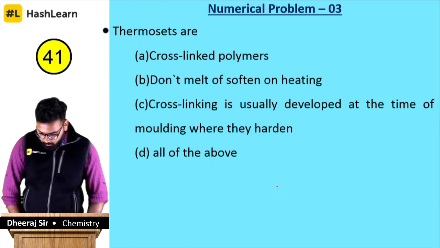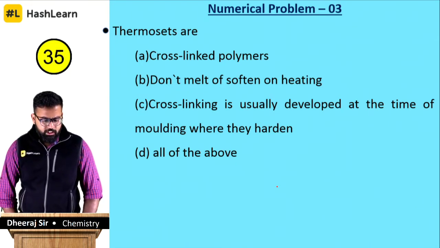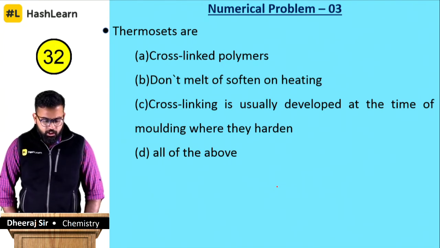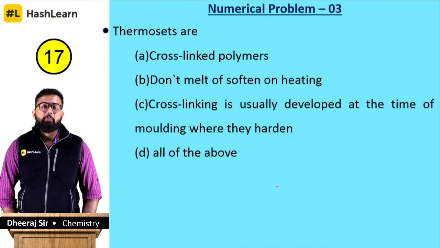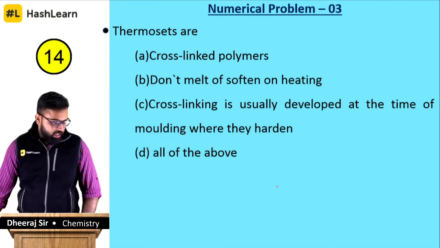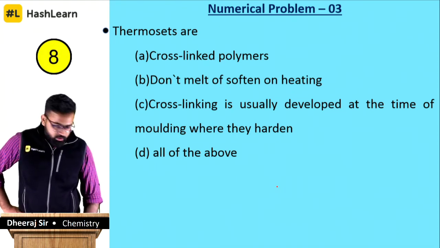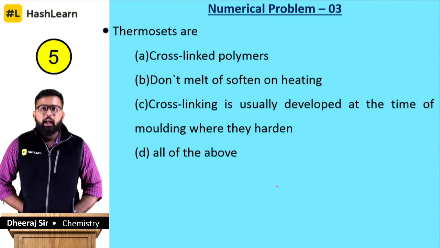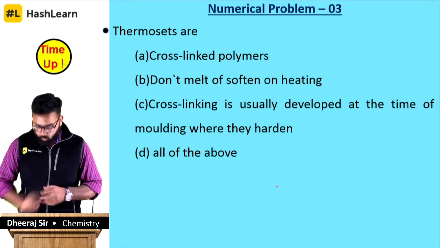Thermosets. What are these thermosets? Like I said, less than 10 seconds to answer this question. Cross-linked polymers. They are plastics which don't melt or soften on heating. Cross-linking is usually developed at the time of molding where they harden. All of the above. So what are thermosets or thermosetting plastics or thermosetting polymers? Which one is going to be the right answer? Quickly.